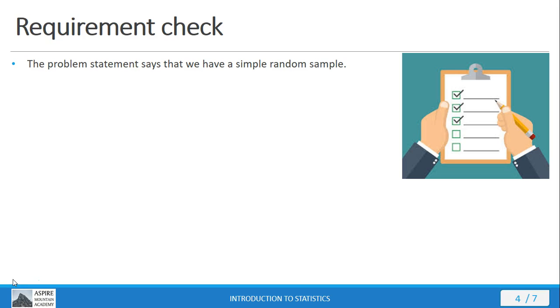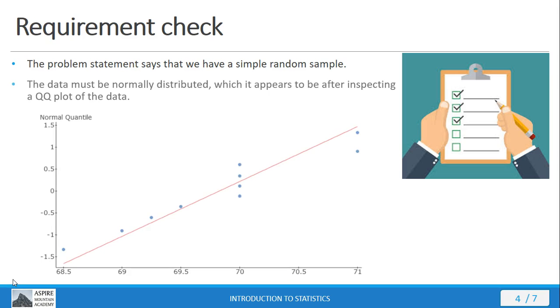First, though, we have to check to make sure our two requirements are met. The problem says we have a simple random sample, so there's the first requirement. And second, we dump the data in the table that you saw into StatCrunch and go ahead and make a QQ plot to check for normality. It's not perfect, but yeah, it's fairly good. So we're going to say, yeah, we're normally distributed. We've got the second requirement. We're good to go with our method.